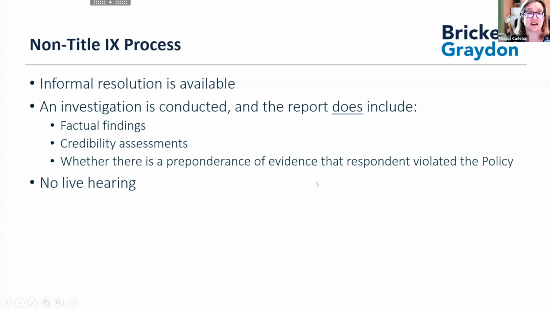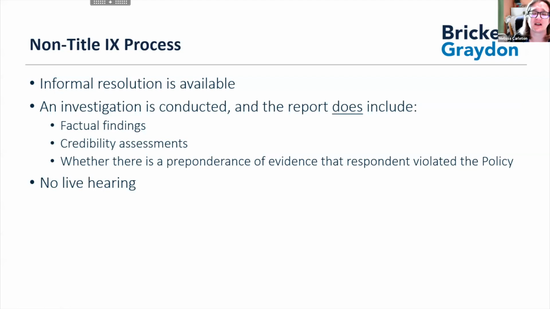There's also a non-Title IX process. So Title IX sexual misconduct has that hearing. In a non-Title IX process, informal resolution is available, and we still have an investigation that involves factual findings, credibility assessments, and whether there's a preponderance of the evidence that the respondent violated the policy, but there is no live hearing in this situation. So it's maybe a little less intimidating for folks, but I'll tell you, I've been doing hearings for a long time, and oftentimes they can be more efficient, and so they get folks through the process. So there are pluses and minuses for both.